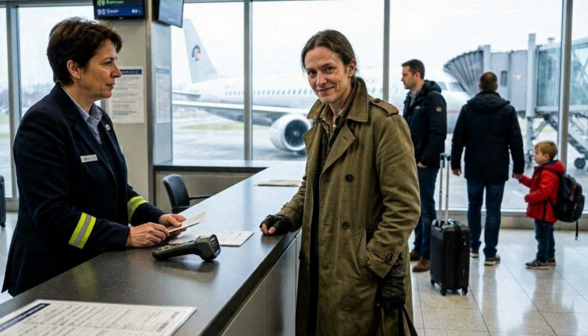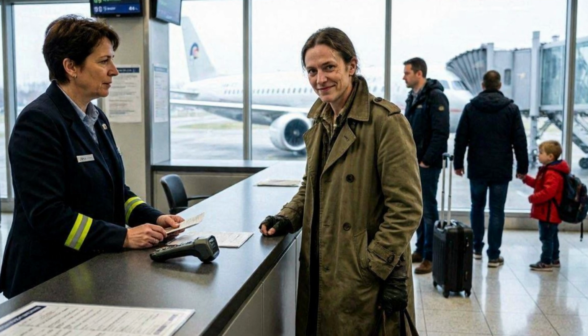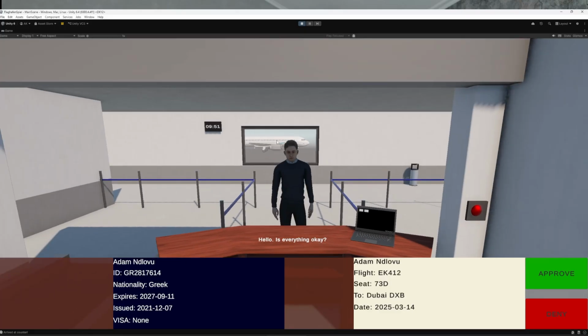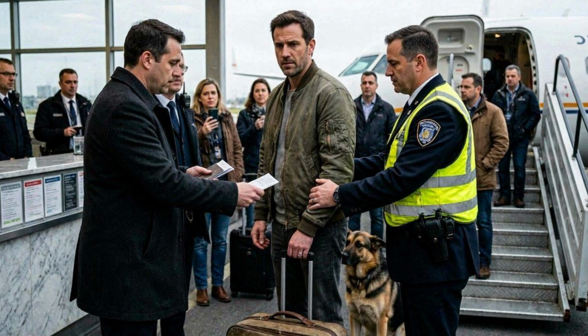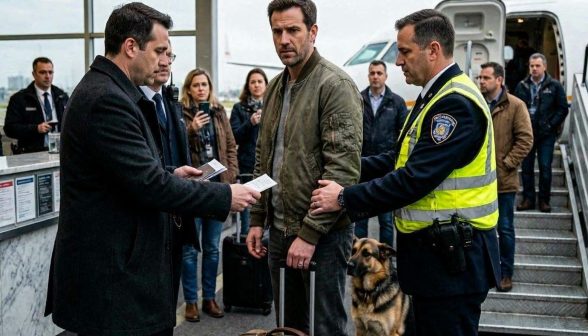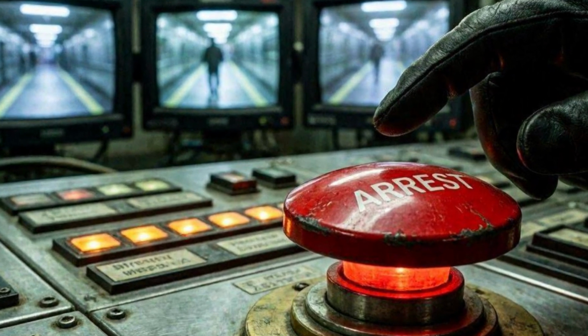So the game is about being a ground agent at an airport with a dose of a little creepiness. You're the ground staff checking tickets, checking IDs, checking passports and catching criminals before they enter the plane. Let's start by showing you the arrest system of those criminals.